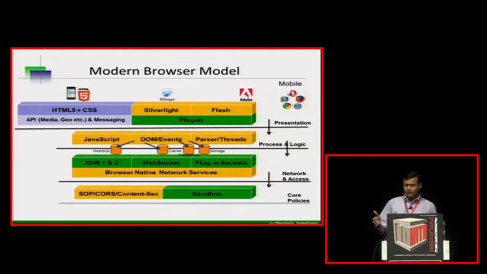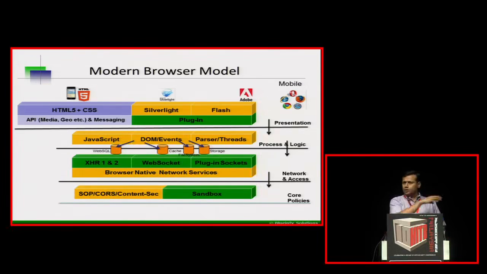So now what we have in a browser is something called web workers. Web workers allow you to spin up threads through JavaScript in your browser. We never had threads in our browser. Now we have very powerful threads in a browser which allow us to do background processing. And on top of it, you have HTML5 and CSS, which allow you to have several different APIs, like media, geolocation, and so on.